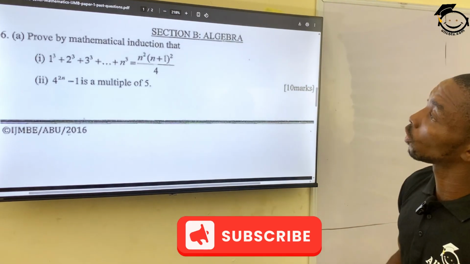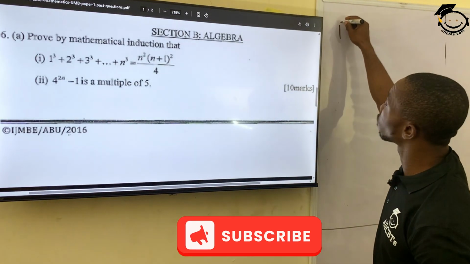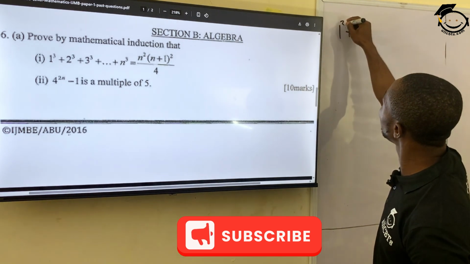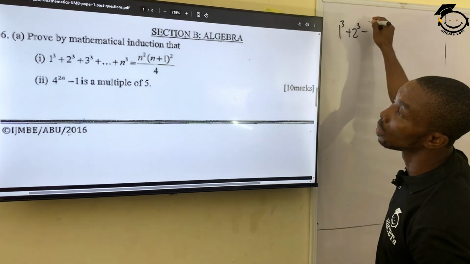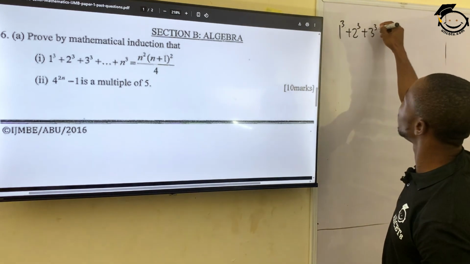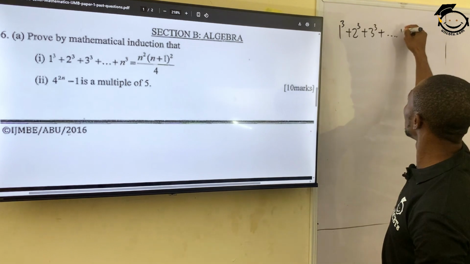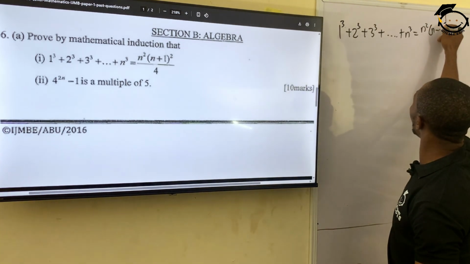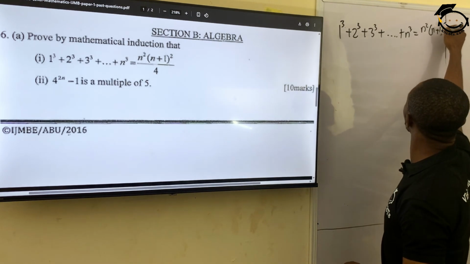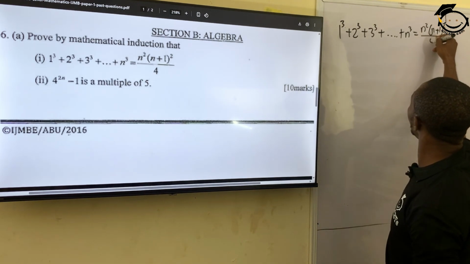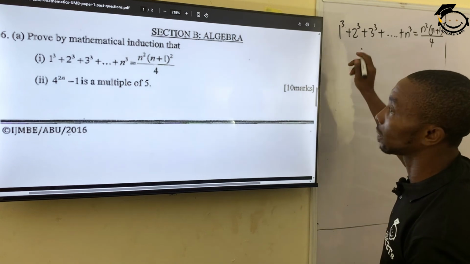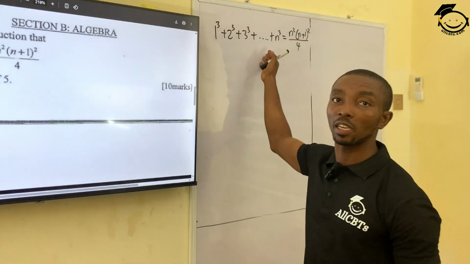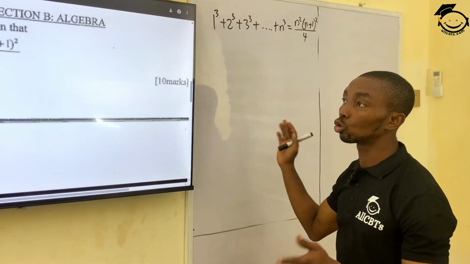Prove by mathematical induction that 1 squared plus 2 squared, 1 cube plus 2 cube plus 3 cube plus ... plus n cube equals n squared bracket n plus 1 squared all over 4. Now, mathematical induction simply helps us to prove that a statement is correct or true.